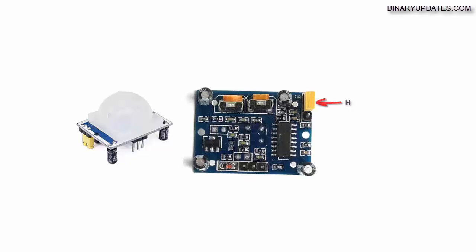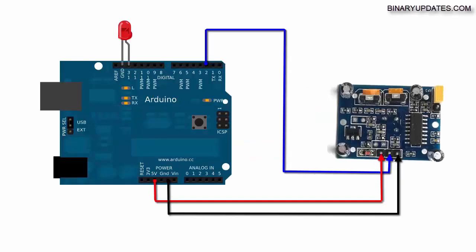Let's look at the final circuit setup for this project. The red wire represents the connection between plus 5 volts of Arduino and the plus 5 volts VCC pin of the sensor module. The blue wire represents the connection between Arduino digital pin 2 and the output pin of the sensor module. In the end, we have a black wire which always represents ground for both Arduino and the PIR sensor module.